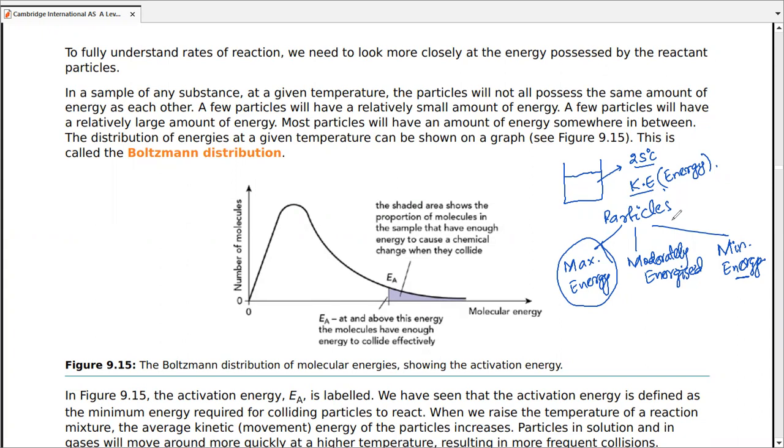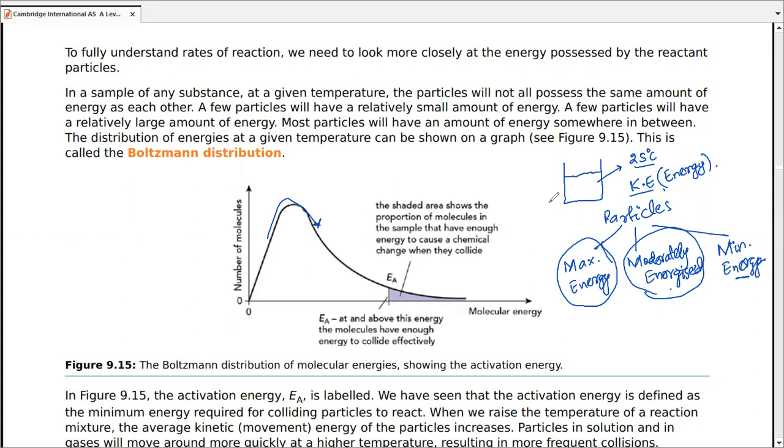Minimum energy particles, as the name suggests, are the slowest kind of particles in this system. They don't have enough energy. They won't be able to go through the jump of activation energy, even if we provide them a little bit of energy. But these are the ones that are present inside the gray area. These are the ones which may jump over this bump and get on to the other side, be converted into products if they're given a good amount of energy.